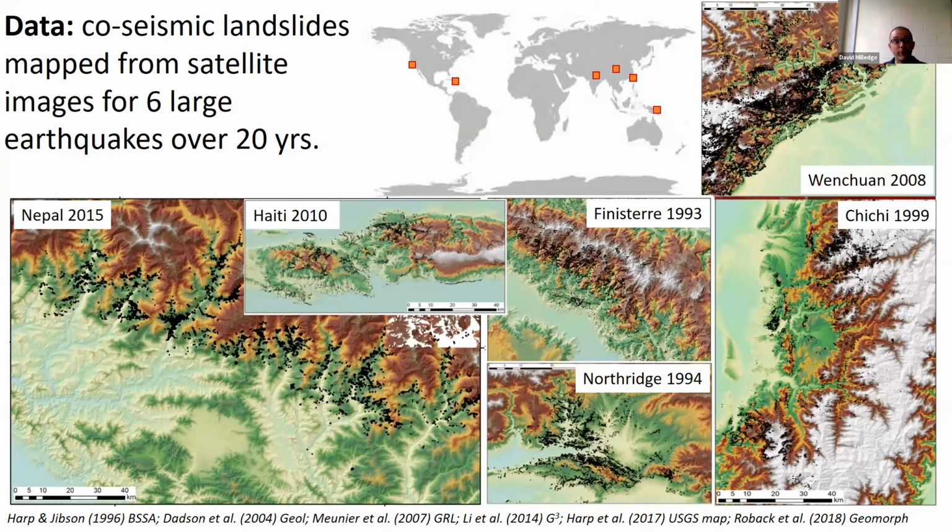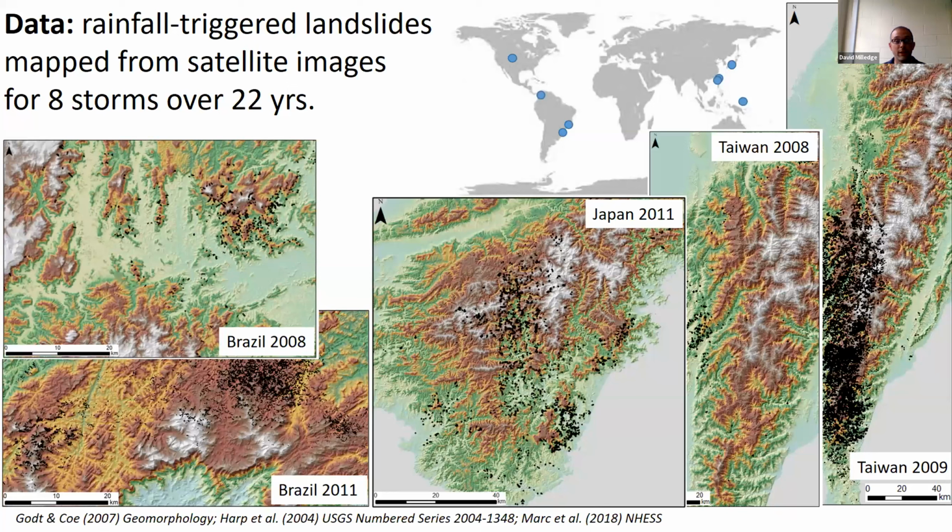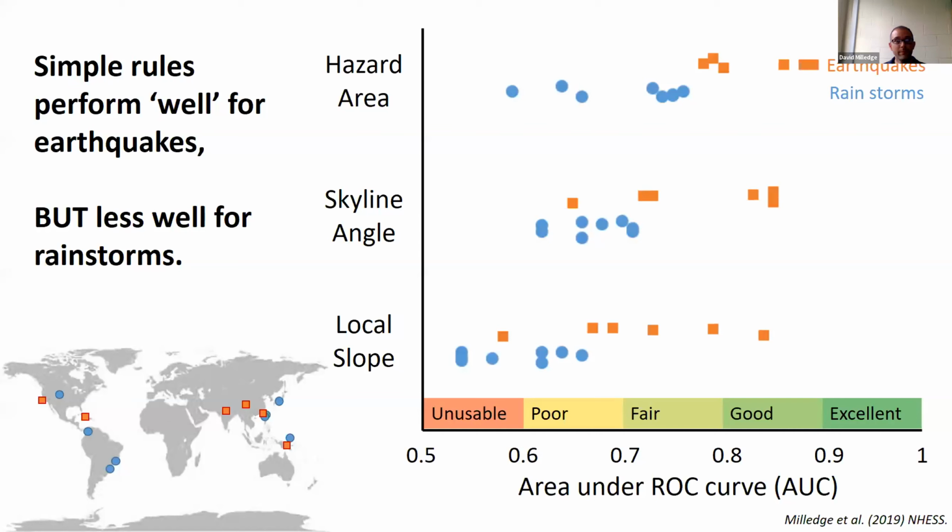So we've done that for a series of large earthquakes, six large earthquakes, and also for eight storms. And when we evaluate that in terms of the area under an ROC curve, so some performance metric, we find that the hazard area does really quite well, does best, and does really quite well for earthquakes, both hazard area and skyline angle, less well for rainstorms.